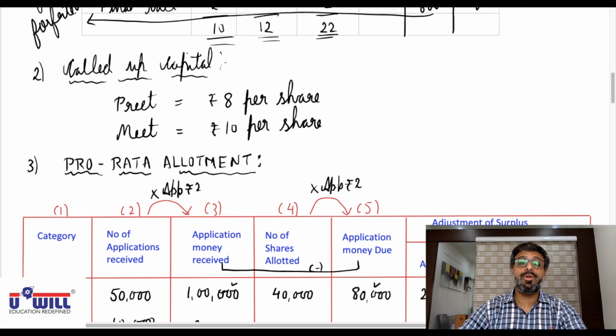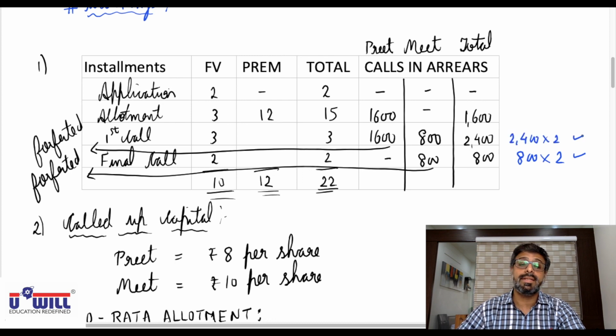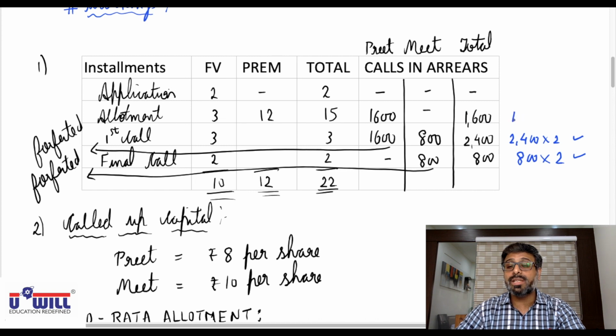Now I have been explaining to you in past questions. Can we say in final call the calls in arrears are 800 into 2? Yes. Can we say in first call the calls in arrears are 2400 into 2? Yes. Can we say in allotment calls in arrears are 1600 into 2? No. All of you must remember this now.